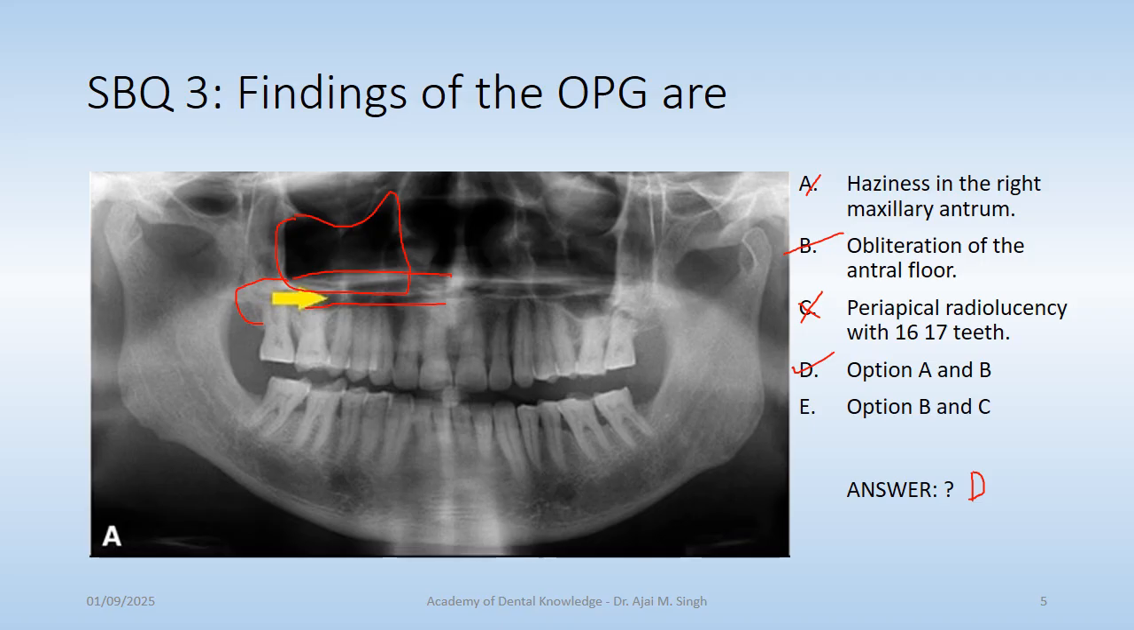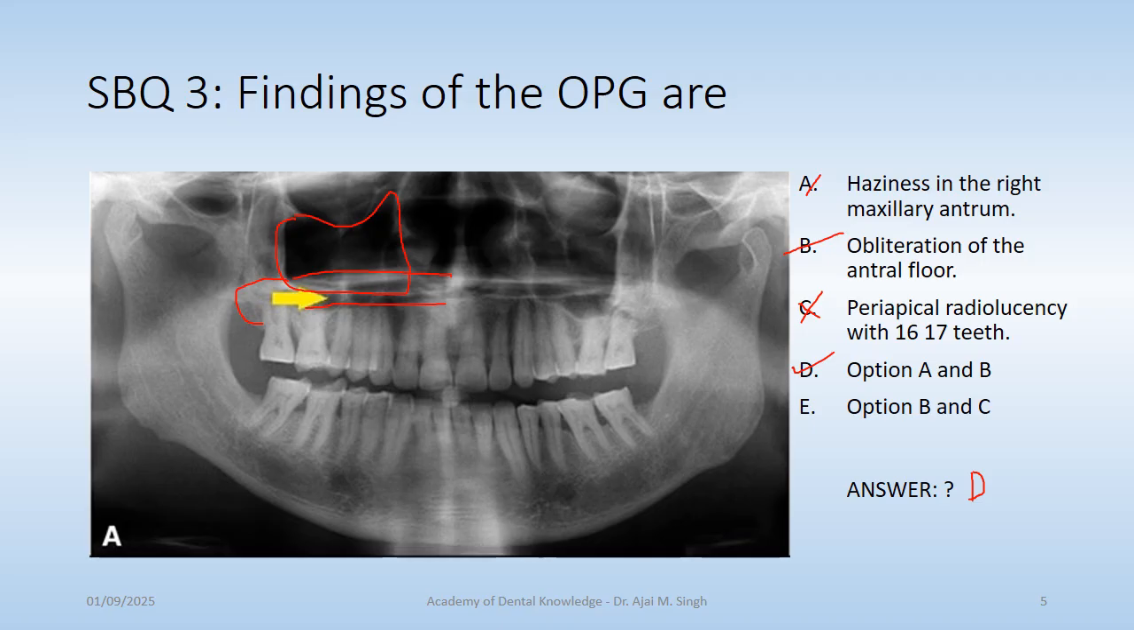Obliteration of antral floor from here to here. You can see it's not very clear. The floor is also not very clear. So obliteration, we can say it is obliterated. The radiolucent part we can see here, although it is here also. So we can say it is obliterated.